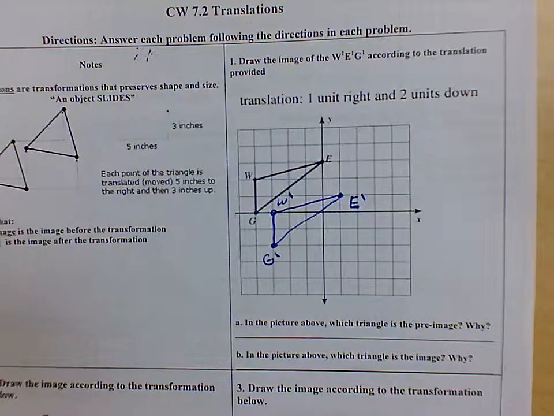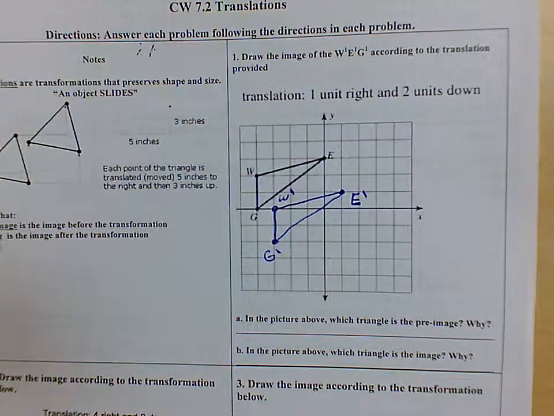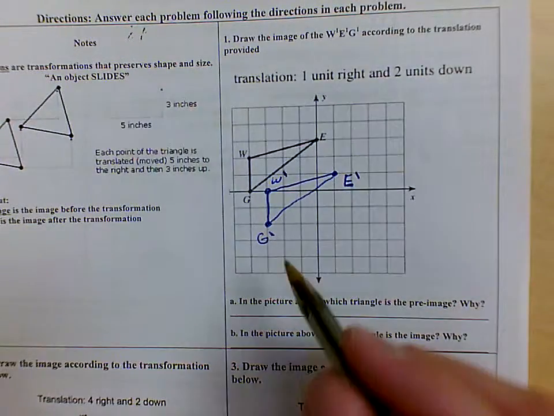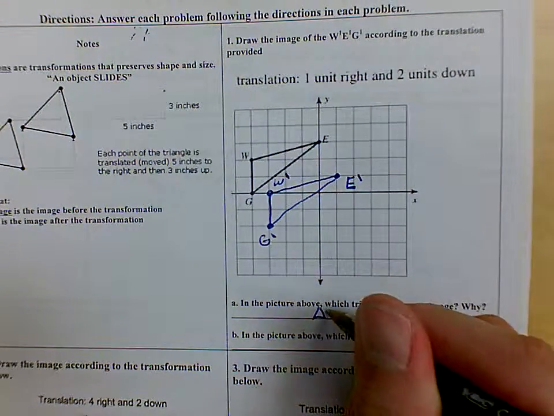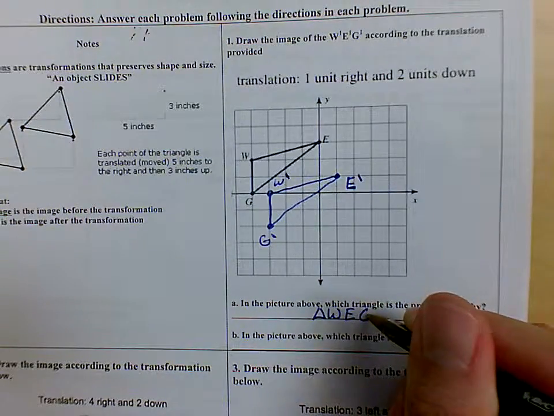And once again, we should have the same shape, the same size. It shouldn't really change. It's a little crooked because I didn't use a ruler, but other than that, it looks like the same exact shape. All we're doing is we're taking it and we're just sliding it down and moving it. In the picture above, which triangle is the pre-image? So remember, the pre-image is just the normal letters. So triangle WEG.